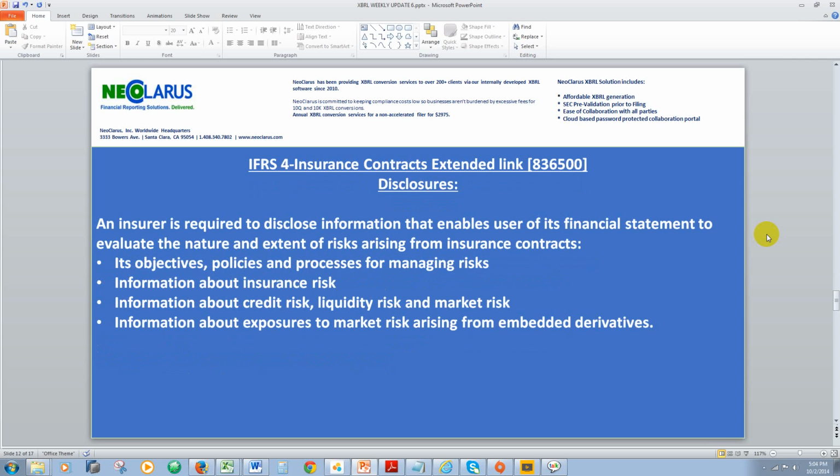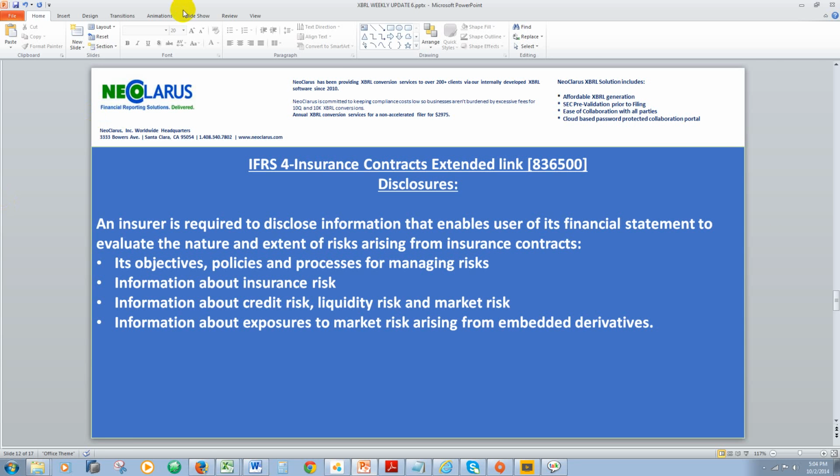And then, an insurer is required to disclose information that enables users of its financial statements to evaluate the nature and extent of risks arising from insurance contracts, with regard to its objectives, policies and processes for managing risks: information about insurance risk, information about credit risk, liquidity risk and market risk, and information about exposures to market risk arising from embedded derivatives.